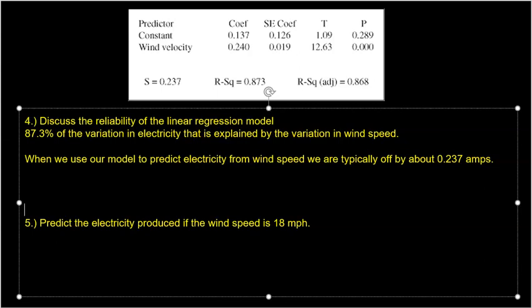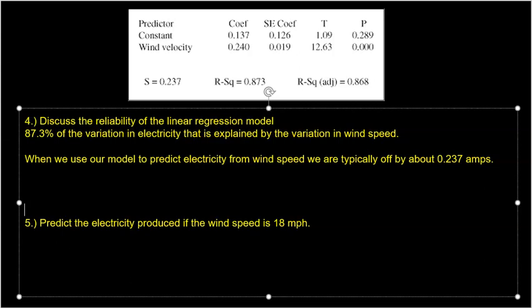Now, remember, off could be a little above or a little below, because the standard deviation of the residuals is an average of all of your residuals, and some are going to be positive, some negative. So it's just an average distance away from the prediction. So this is actually pretty good. In terms of reliability, I think this line is very reliable. It has a very strong R squared that tells me these two variables are definitely connected. Wind speed has an awful lot to do with turning that windmill and making electricity. And even when I use this model to predict the electricity, it's pretty good at making predictions. It's only off by 0.237 amps.